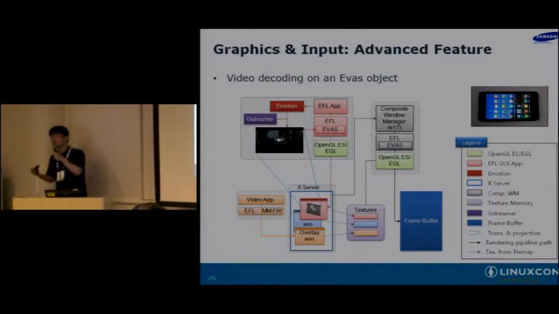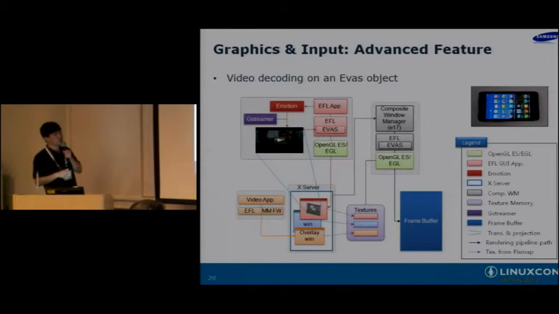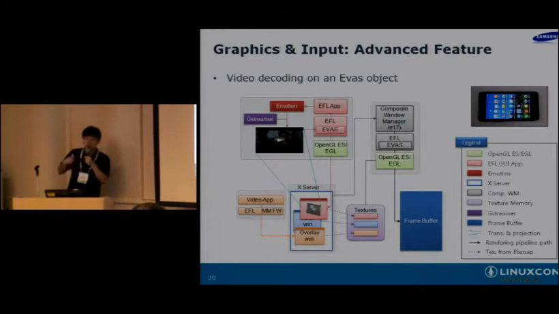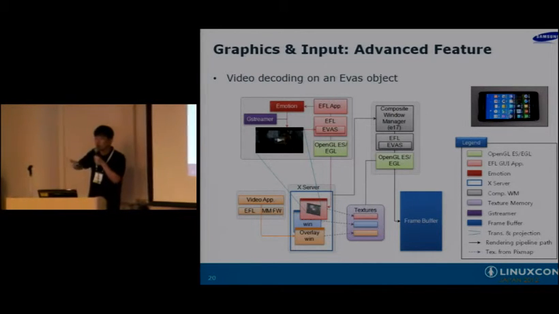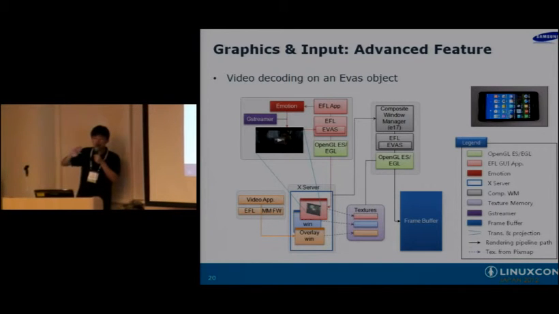So I will show some advanced features of graphics here. Basically, the round blurred white rectangle means a process. There is an X server here. Every application is also a client. There are three client applications, and this application is trying to render the video on top of a UI object. So we have Emotion, which supports rendering the video contents on the UI object.